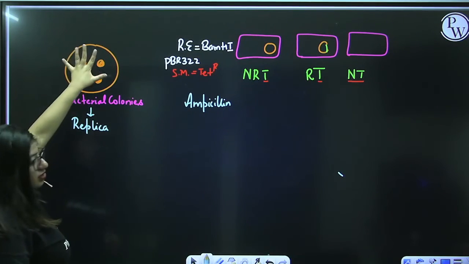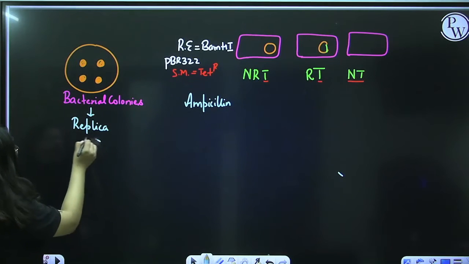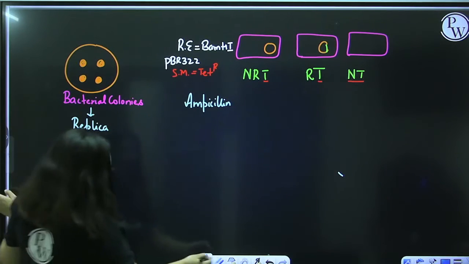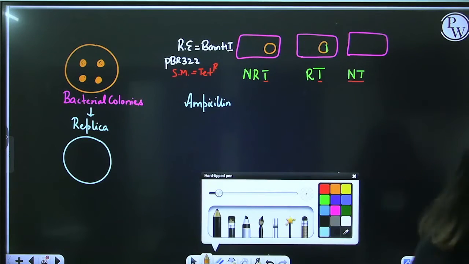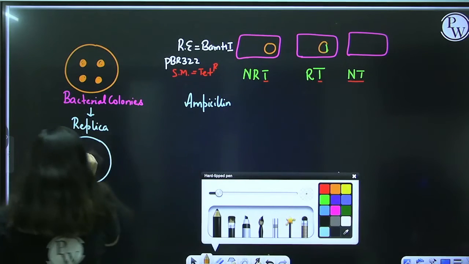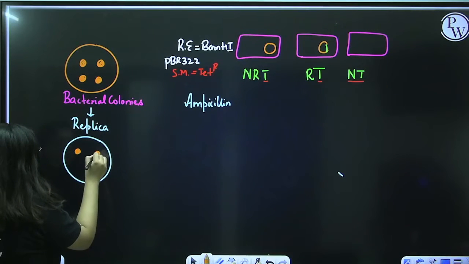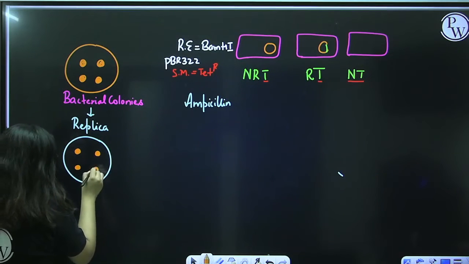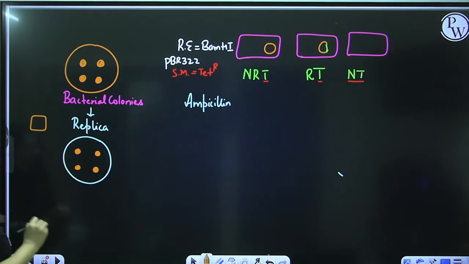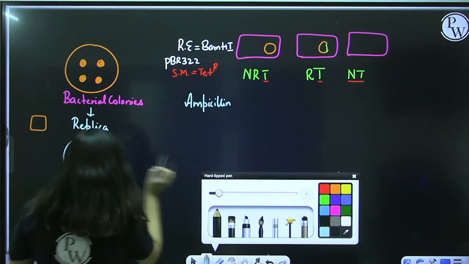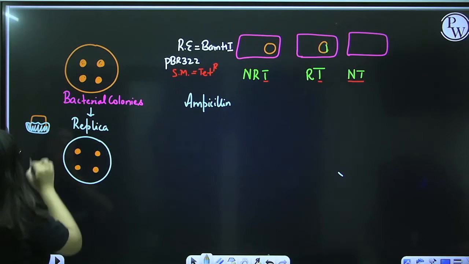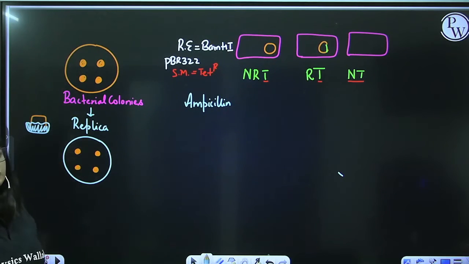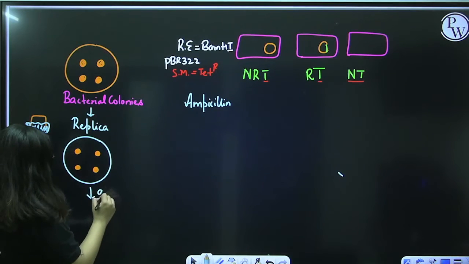So how did we take the replica? First, from this original culture we will do cut copy paste, right? How do we cut copy paste? With the help of a piece of wooden block and velvet sheet. So for example, this is the wooden block, and on the wooden block we have this velvet sheet wrapped on it like this. So first we will take a stamp, put it here, and then put it on the fresh plate. Now you have got this bacterial colony. Now what we will do? We will add ampicillin antibiotic.